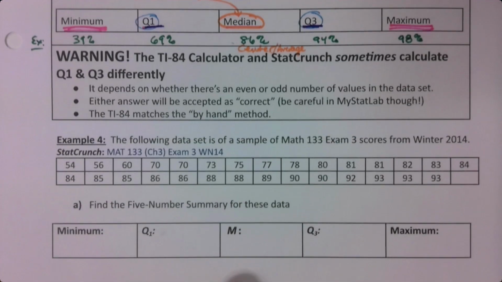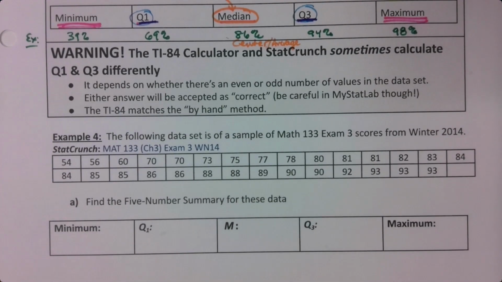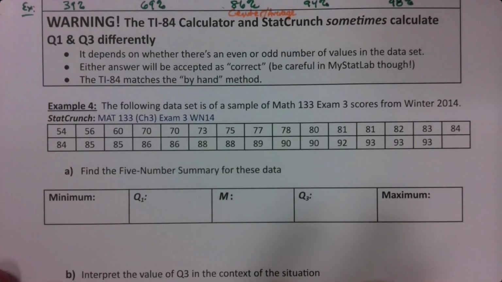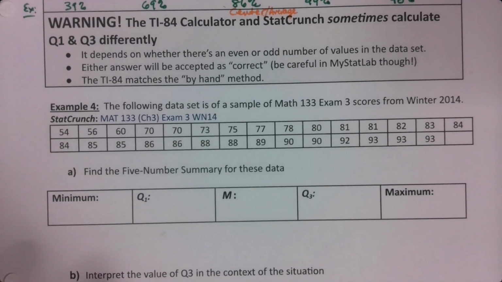All right, so the following data set is of a sample of Math 133 Exam 3 scores from winter 2014. Yes, these are real data. These were real students. This was a random sample of scores. And what we want to do is find the min, the Q1, the median, Q3, and the max. And I'm actually going to do some of them by hand, and then I'm going to make StatCrunch do them. Okay, well, I put them in order, so that makes it really easy.